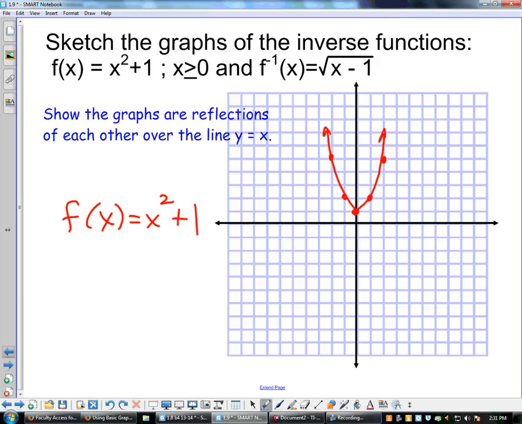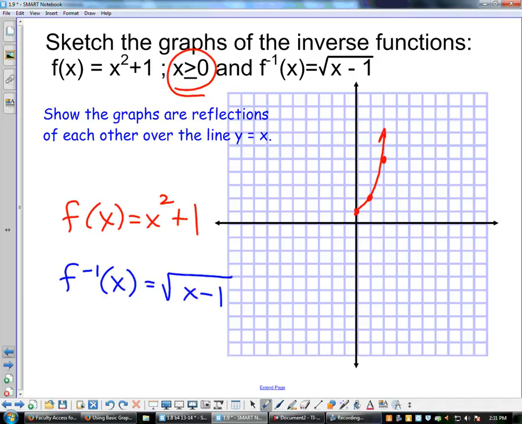If we graph this function only for x greater than or equal to 0, that means we are going to erase this part and we only want this part. Everybody agree? Okay, and what we were told is the inverse is square root of x minus 1.